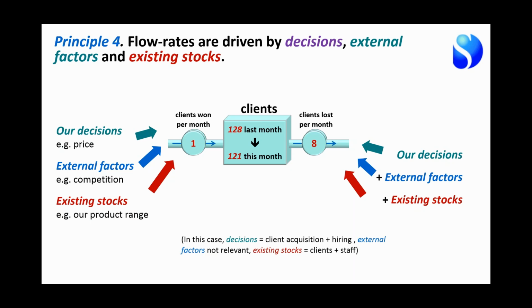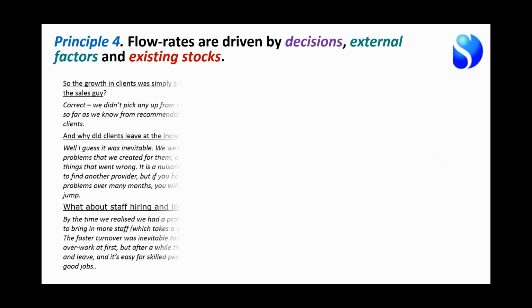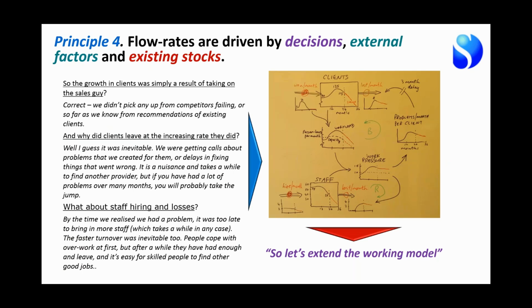In this case, the decisions involved are to take on the sales guy and to keep on the hiring. External factors aren't relevant. The issues here are entirely self-inflicted. And the existing stocks are the stocks of clients and staff that we've already got. So if we complete the picture, if we want to explain the loss rate of clients, why did clients leave at the top right? Well, they left after a delay because they had experienced problems caused by the work overload. Why did staff leave? Well, they left because of the work pressure.